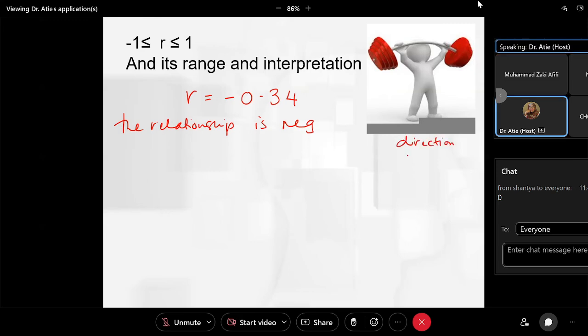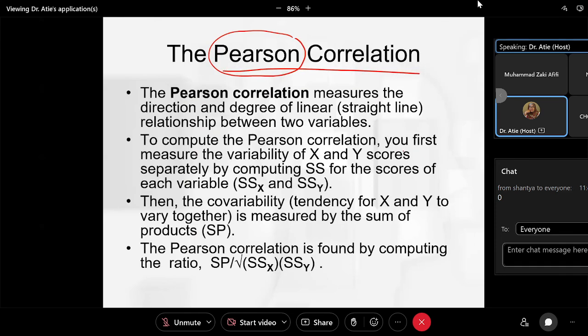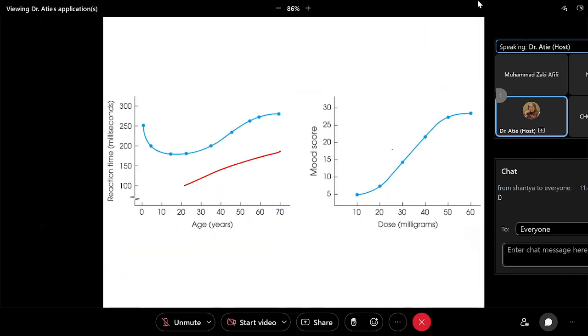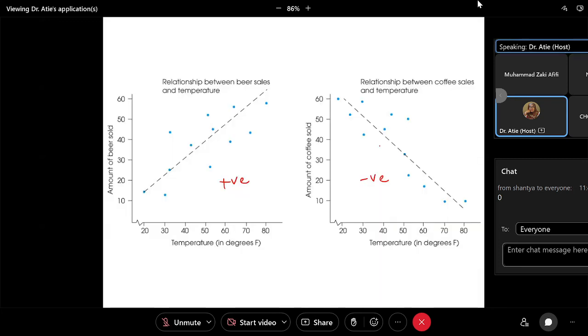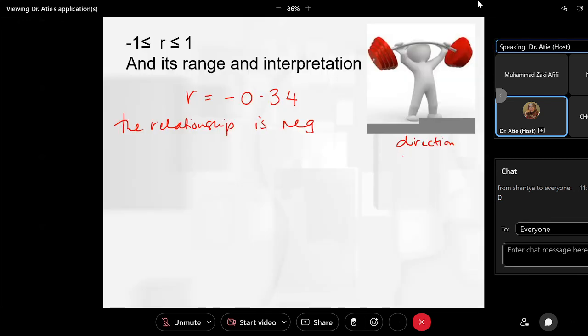When you write a conclusion, you must conclude all these three: the direction, the form, and also the degree. I usually start with the form first. It is linear, comma, and the direction is negative, and a weak relationship. This is how we write our conclusion.